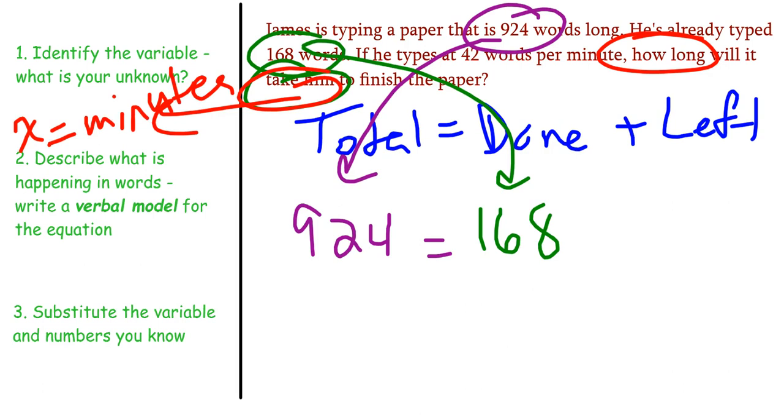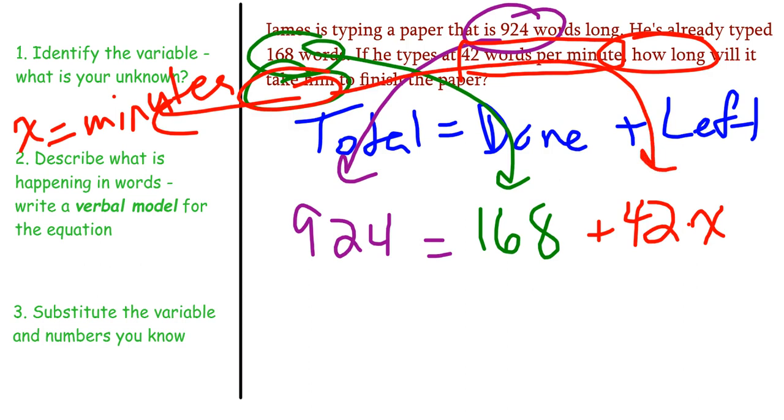So it's not that he has 42 words left. The number of words that he's going to type is going to be 42 words times however many minutes he's going to type them. So we end up with 924 is equal to 168 plus 42x. Total is equal to what's done plus what we have left to do.